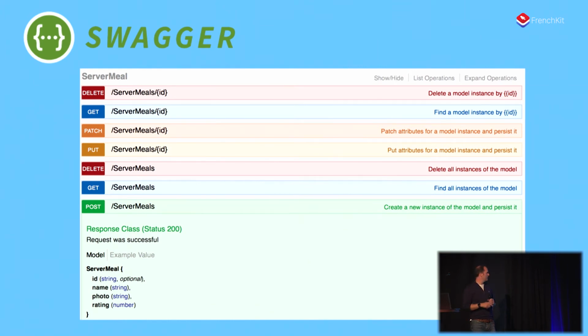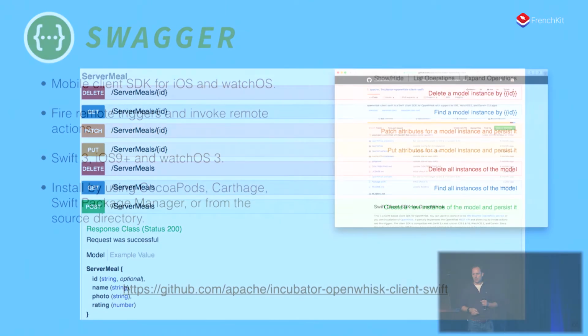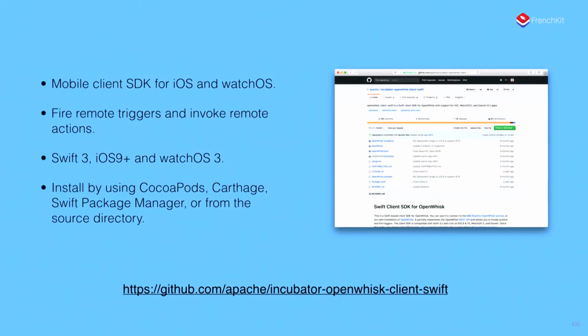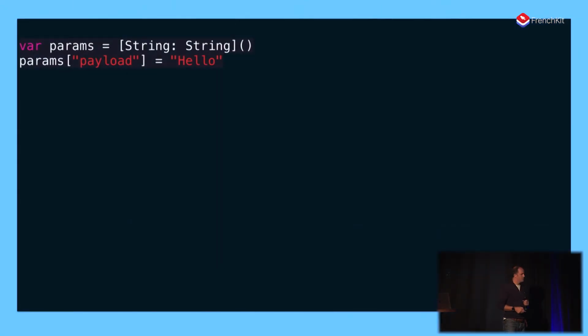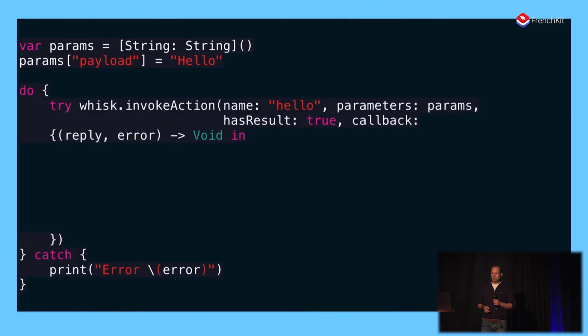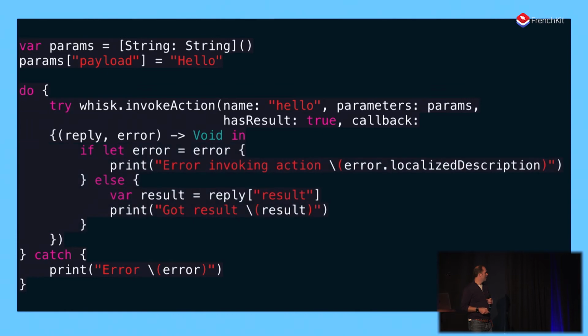Now, in terms of invoking it, you can make calls using URL session, but there's also a mobile SDK, and the mobile SDK is designed to simplify that task. So how this works is you build your set of parameters, and then you do an invoke action request. You name the action that you want to call, you pass in the parameters, and you register a callback for your response. So in this case, I do some error checking, and I then get my reply back.